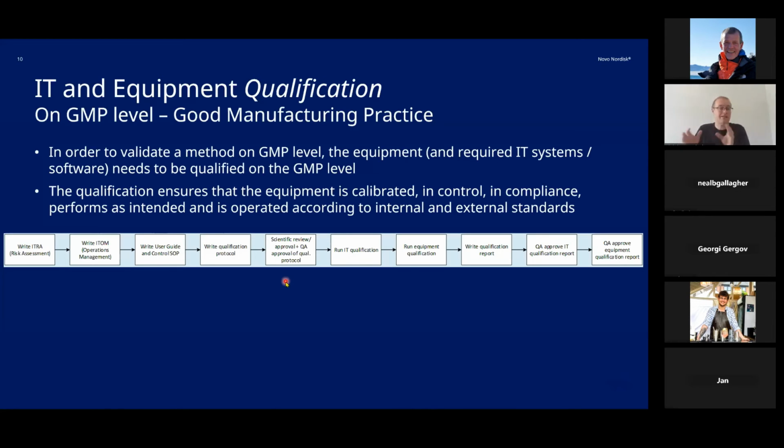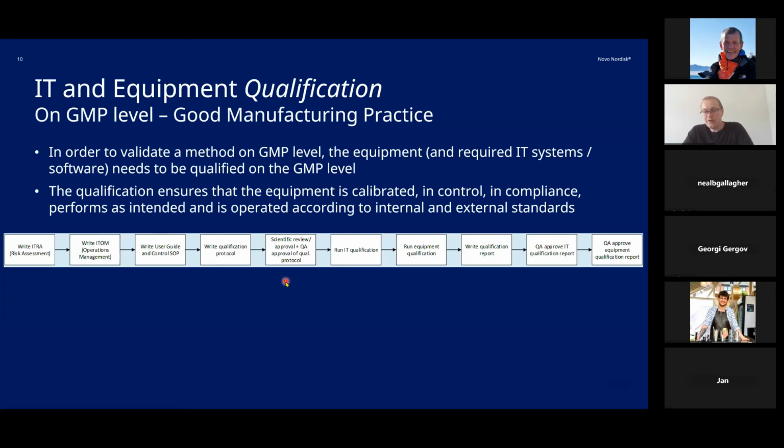We want to change this in the method, and we need a risk assessment on whether that will impact the state of the instrument. So we run an IT qualification that the IT is safe and sound, and then we run equipment qualification that, based on the IT software that is qualified, the instrument is also qualified and is meeting those requirements. And then we need to write a qualification report that gets approved.